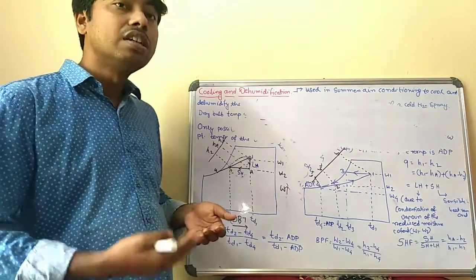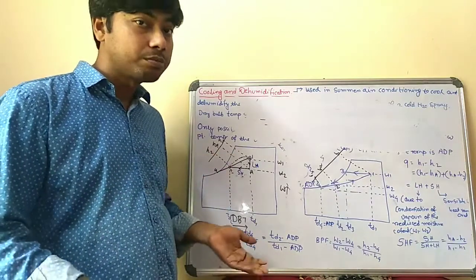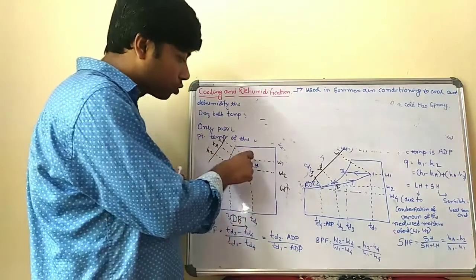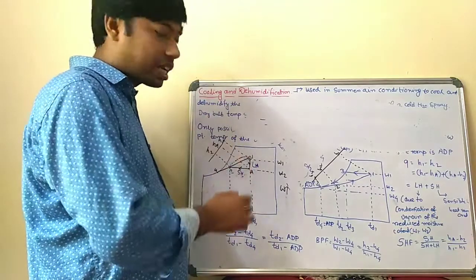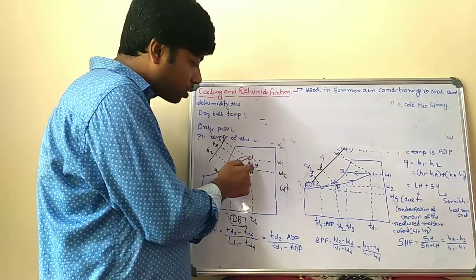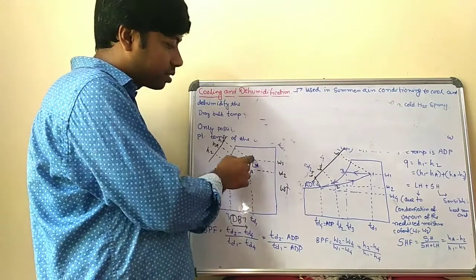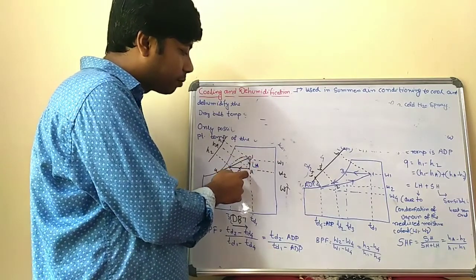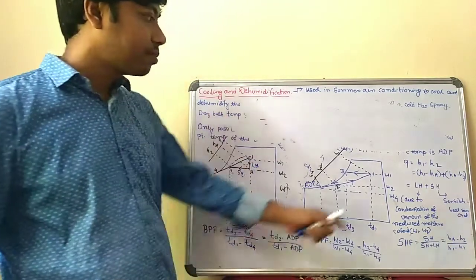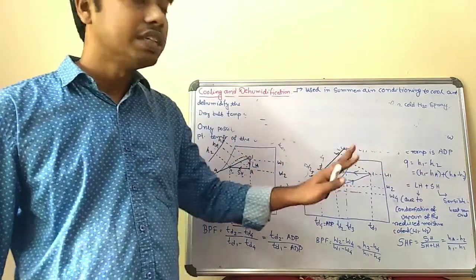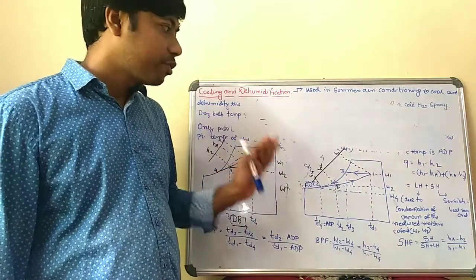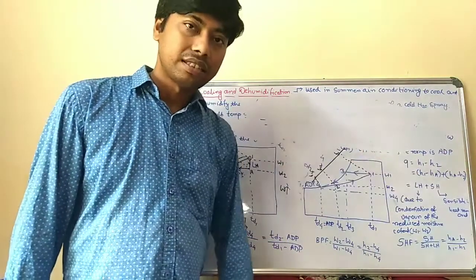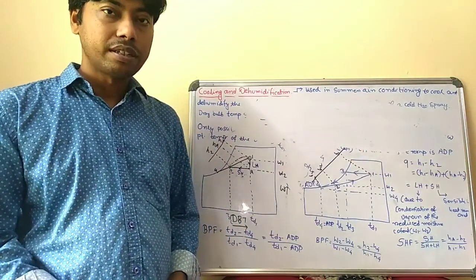So this is the total heat removed from the cooling and dehumidification process, that is H1 minus H2. H1 minus H2 is also written as H1 to A plus A to 2, means (H1 minus HA) plus (HA minus H2). In terms of that, you can write the total heat removed from the cooling and dehumidification process as LH plus SH, that is latent heat plus sensible heat.